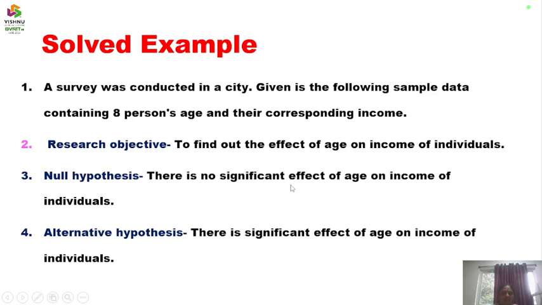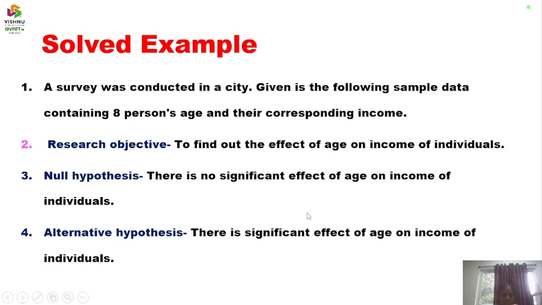And come to the solved examples. We are not going to see all of these, but I have given the examples. A survey was conducted in a city, and a sample of 8 ages and the corresponding incomes was taken. The research objective is to find the effect of age on the income of individuals. Here we can see the null hypothesis based on the correlation: there is no significant effect of age on the income of individuals. The alternative hypothesis is represented with H1.